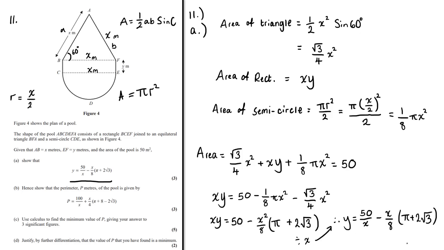So like you see, it's a lot of work for 3 marks, but that's just what we've got to do. So that gets us the first 3 marks there. So that's part A done. Let's take a look at part B now.